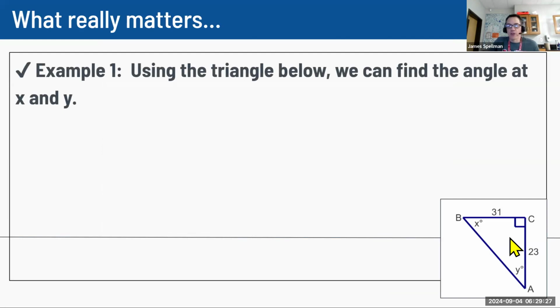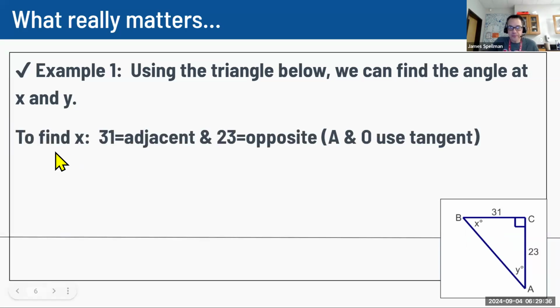So if we use this triangle down here below, notice we don't have any angles. We've got two sides that are given to us, and we've got two angles we're trying to find. So we can find X and Y. So again, we'll list everything out. If I want to try to find the angle of X, then I need to use the two sides.